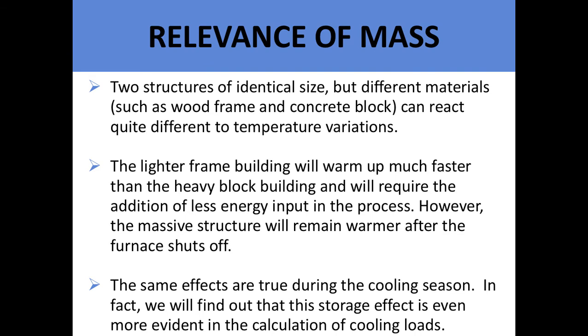Now, all building envelopes have different versions of mass, okay? Two structures of identical sizes, but different materials, such as wood frame and concrete block, can react quite differently to temperature variations. Okay, wood frame is going to pass heat and cold a lot easier through it than concrete block. Different sizes of concrete block make a difference as well. Coloring of wood or other outside building components make a big difference. The lighter frame building will warm up much faster than the heavy block building and will require less energy input in the process. However, the massive structure, which is the concrete block, will remain warmer after the furnace shuts off. The same effects are true during cooling season. In fact, we'll find out that this storage effect is even more evident in the calculation of cooling loads.